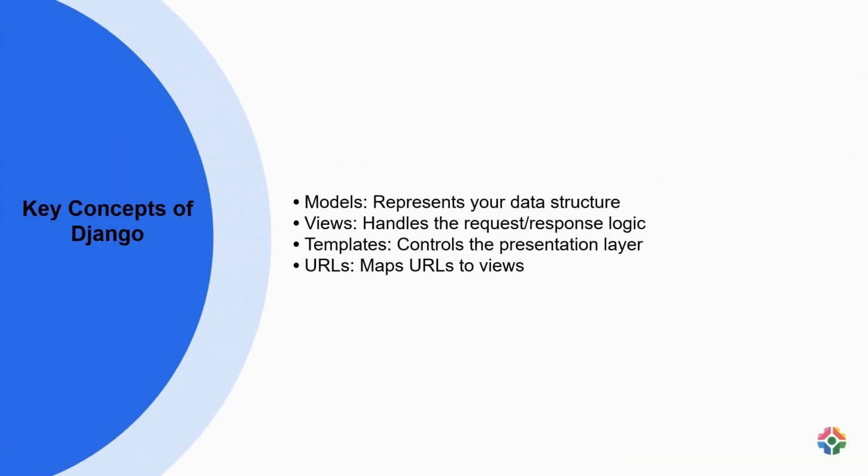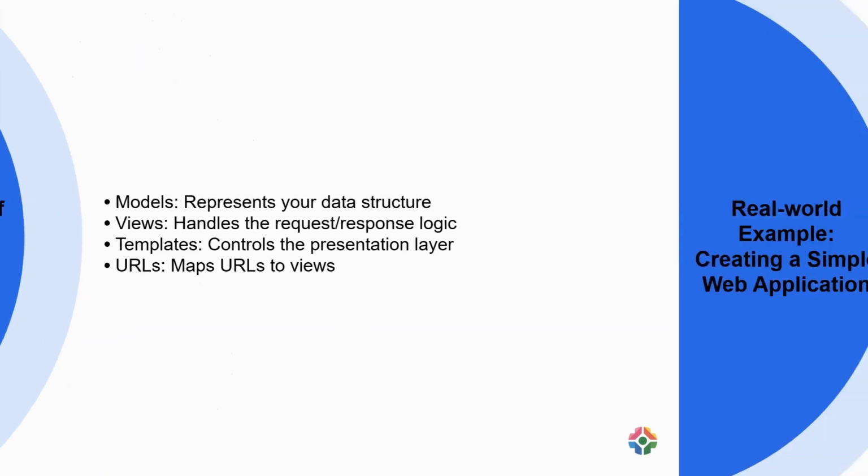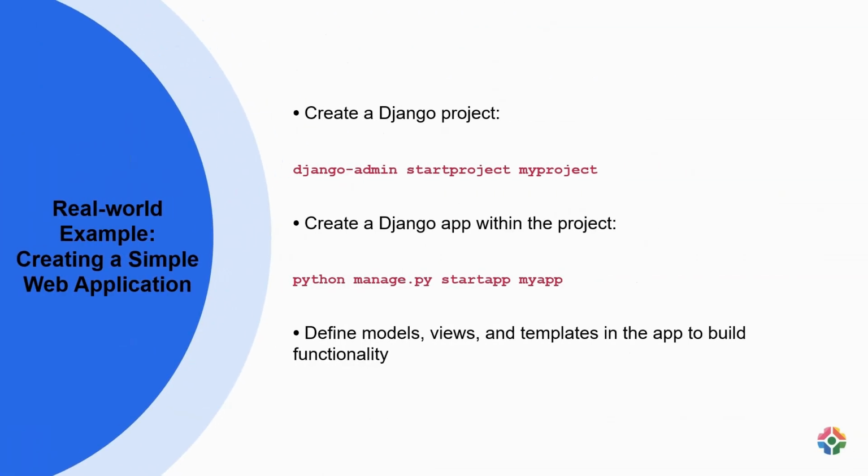In web development, models define the data structure of an application, views manage the request-response process, templates govern the presentation layer, and URLs establish the mapping between URLs and views. For instance, in a blogging platform, the post model would define the structure of a blog post. The display of this post would be controlled by the post detail view, which uses a template to render the post content, and a URL pattern would map a specific URL to the post detail view to display the corresponding blog post.